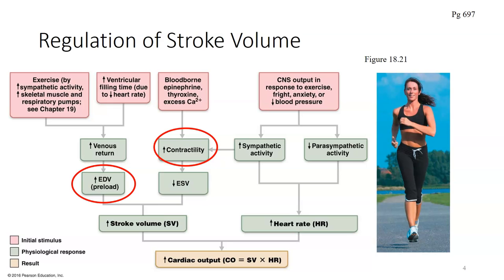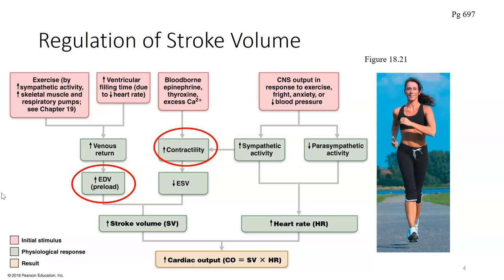There are positive inotropic agents which increase contractility, such as thyroxine, glucagon, epinephrine, digitalis, and high extracellular calcium. Contractility is also decreased by negative inotropic agents, such as acidosis or excess hydrogen ions, increased extracellular potassium, and calcium channel blockers.